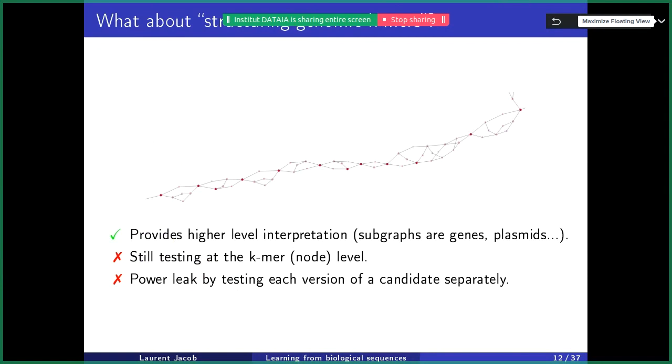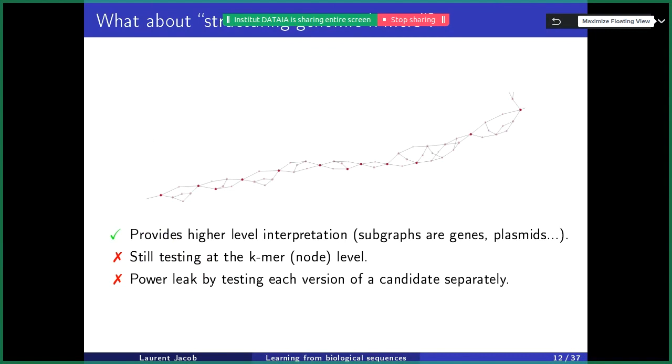But we're still making the test at the k-mer level, at the node level of the graph, which is not very satisfactory because we're doing the test at one level and then we're doing the interpretation at a different level. And also, maybe more concretely, you may have a power leak because, like I said before, you're testing.